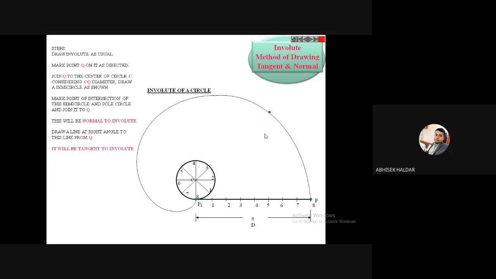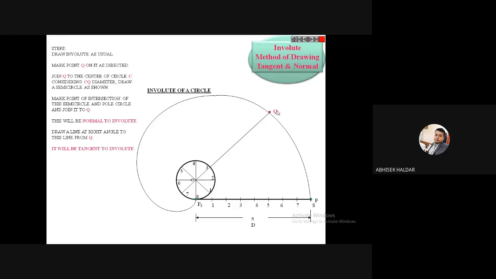I am taking any arbitrary point Q on the periphery of this involute. At this point, what I have to draw? I have to draw tangent and normal to this involute. How to draw? First, from that Q, you join the center point C of this circle.